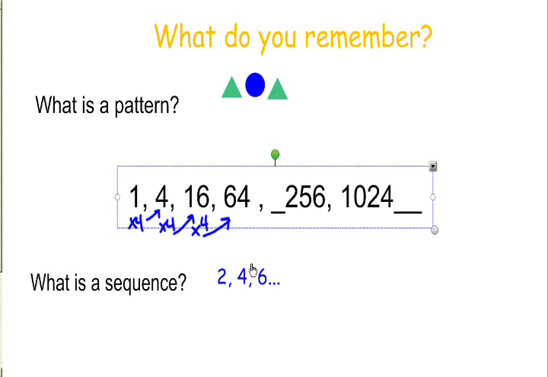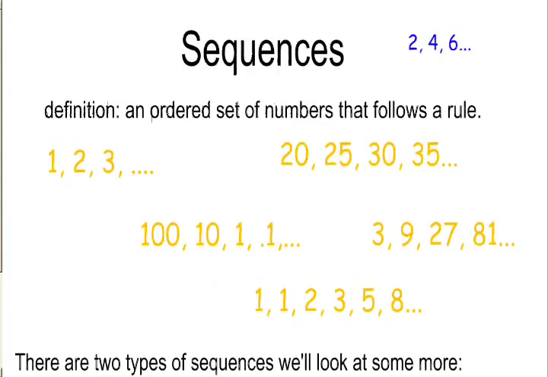Well, what's a sequence? A sequence, and let's look at the definition. You have it there in your notes. A sequence is an ordered set of numbers that follows a rule. So the numbers in the pattern are what we call the sequence, and the pattern is the rule. So we have a sequence of 1, 2, 3. The rule is +1, or the pattern is +1.